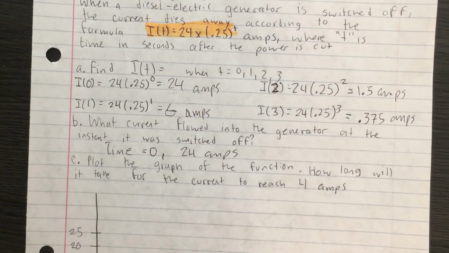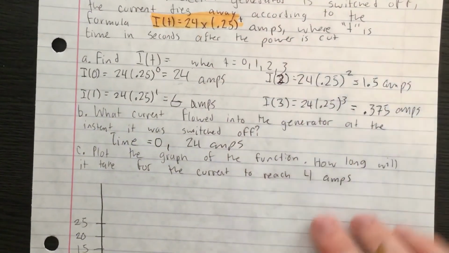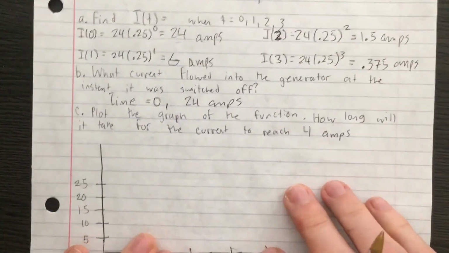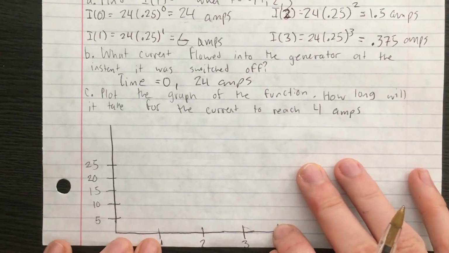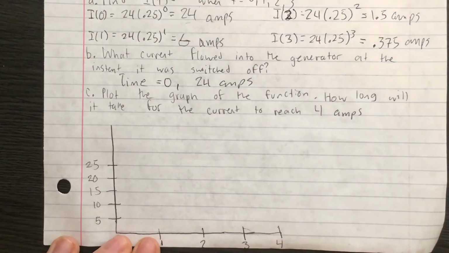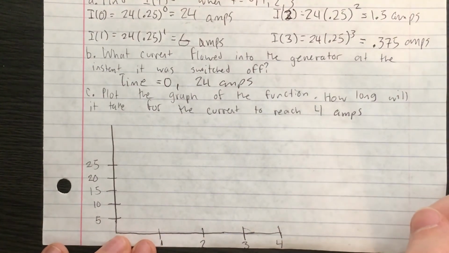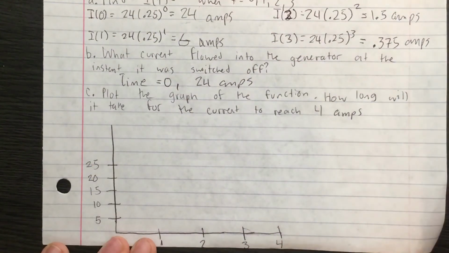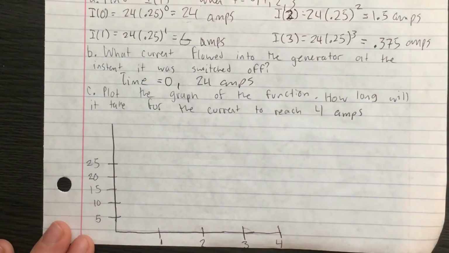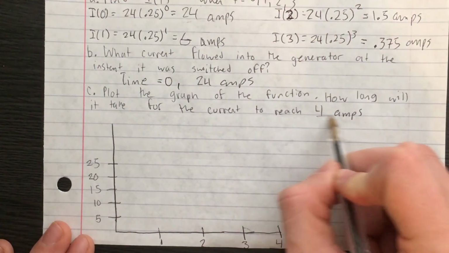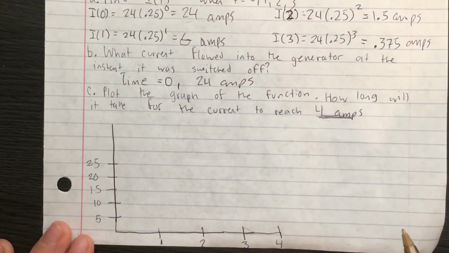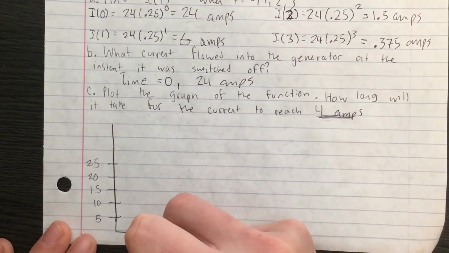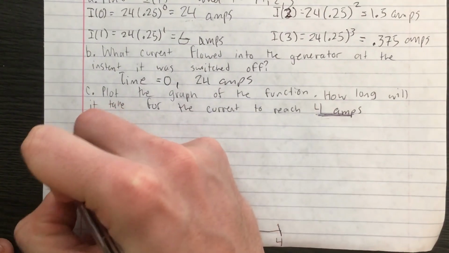So again, when we're graphing, we can use these points that we generated here to identify a graph, figure out a pattern, and so on and so forth. So what we're going to do is use this data to draw a little sketch and use that sketch to try and predict how long it will take for the current to reach 4 amps. So we've got 24 amps at 0 time. So I'm going to do time as my x-axis here and amps as my y.